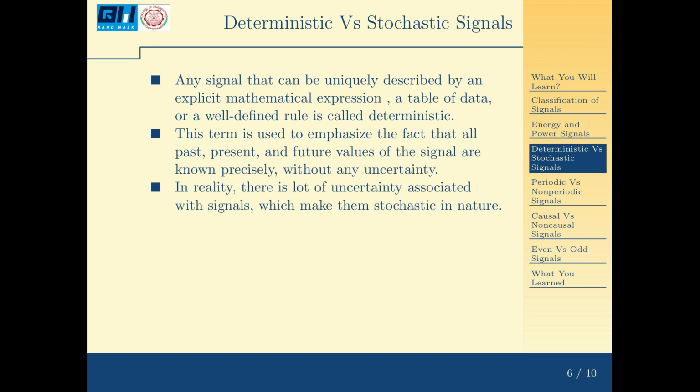Most of the signals have some kind of ambiguity, some kind of randomness in it. When we say deterministic, we know everything. The past, the present, future values of the signal are known without any uncertainty. But in reality, there is always some kind of uncertainty associated with signals because there is some kind of measurement or some kind of noise everywhere. So most of these signals are random in nature, or more rigorous word is stochastic. Most of the signals are stochastic in nature.